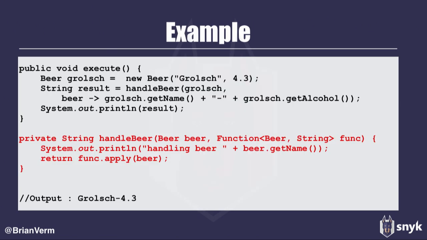Let's go to the first example. In red, you will see a very naive higher order function. It takes a beer and a function as an argument, and it simply applies that function and does a side effect. Nothing much, but just for the sake of argument.